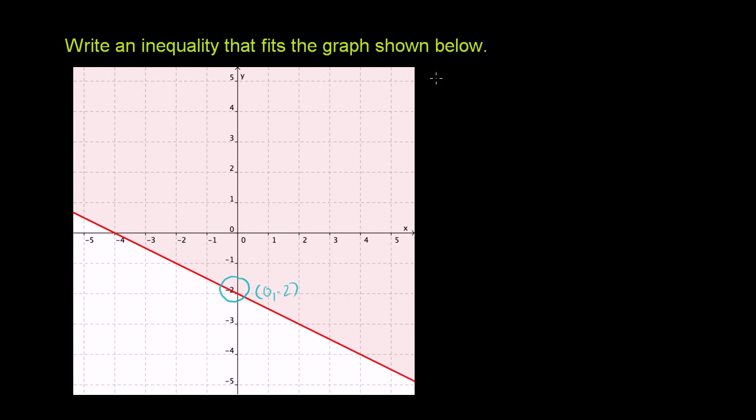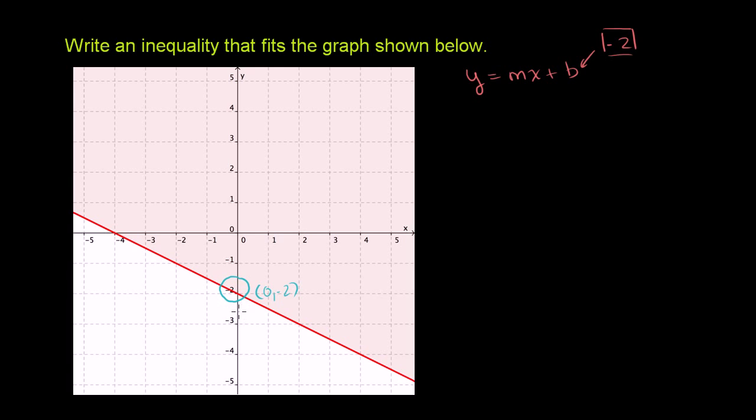So if you think about this line, if you think about its equation as being of the form y is equal to mx plus b in slope-intercept form, we figured out b is equal to -2. So that is -2 right there. And let's think about its slope.